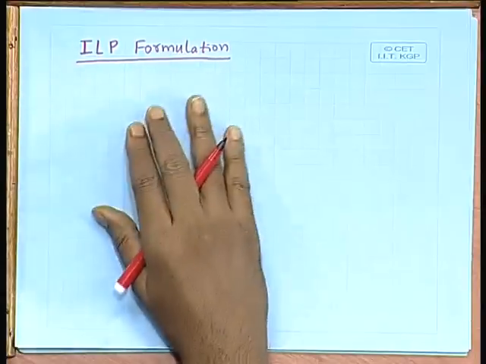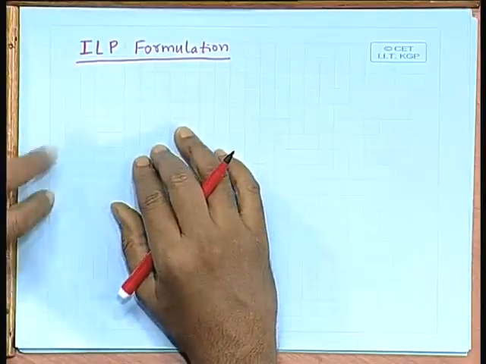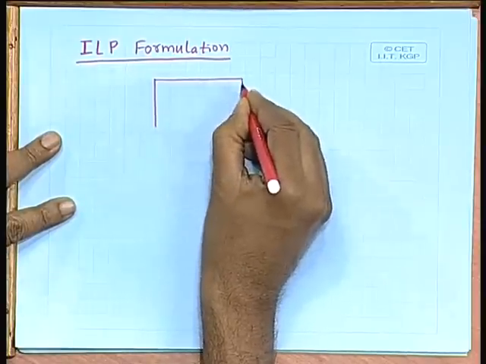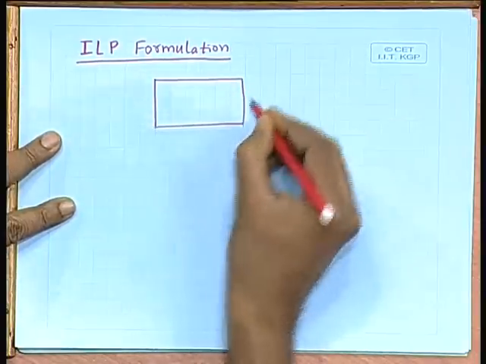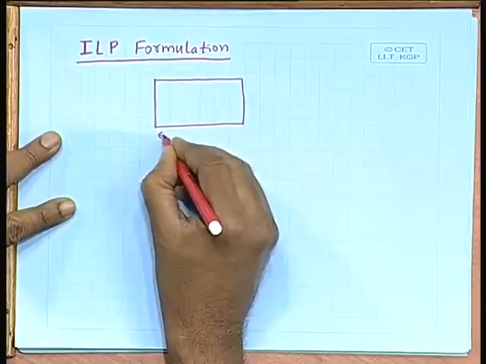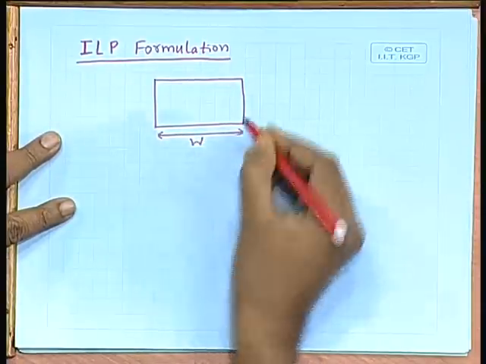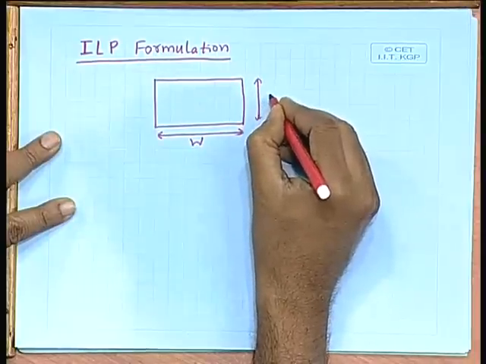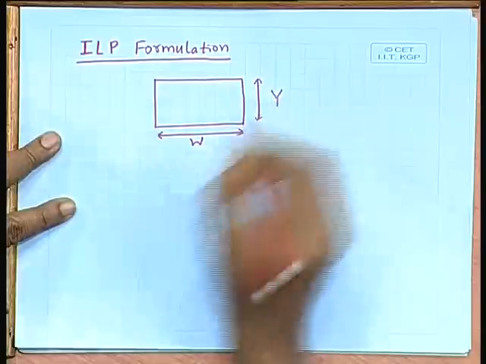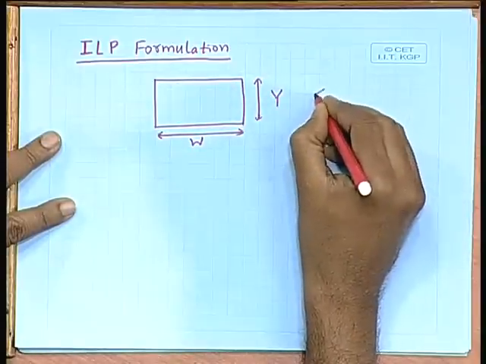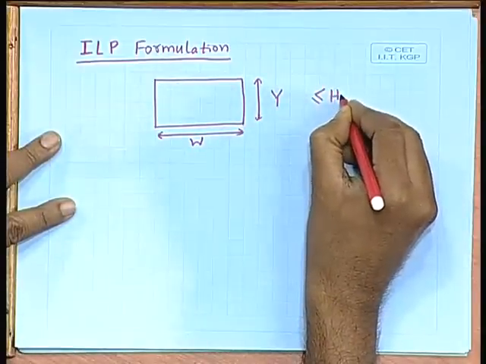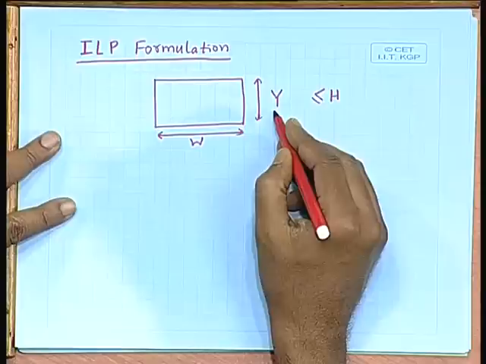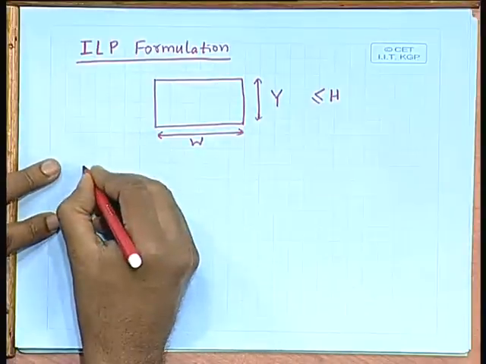So, in the ILP formulation, the way we are presenting here is that, instead of assuming variability in both the directions, we are assuming that width is w, but height we are trying to optimize, minimize. So, let us call it y. Of course, height is less than equal to h, this h remains, but the actual value of the height is y.